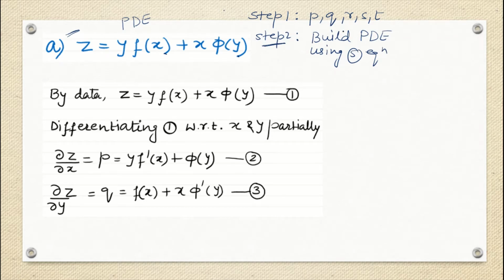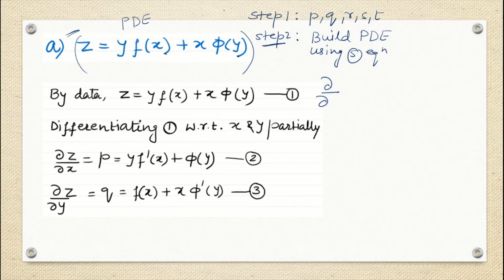Fine. So the very first thing is PQRST I have to find. That means what I have to do here. So this is the equation. Now I'll start finding the partial derivative with respect to x, and then I will find the partial derivative with respect to y. Okay, so both sides I am going to partially differentiate with respect to x first.